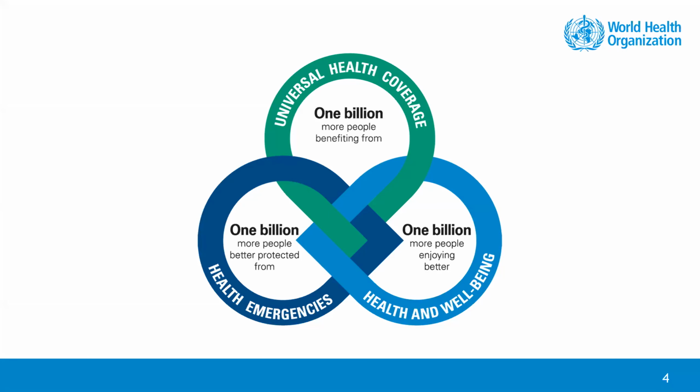So let me start with this. I think on Monday, when Dr. Samira Asma, our director of the division, gave the opening remark, one of her first things to say was that the high level goal that WHO, together with all the member states, came up with is the triple billions. It means the entire world together is trying to have 1 billion people benefiting more from universal health coverage, another 1 billion enjoying better health and well-being, and 1 more billion more protected from health emergencies.